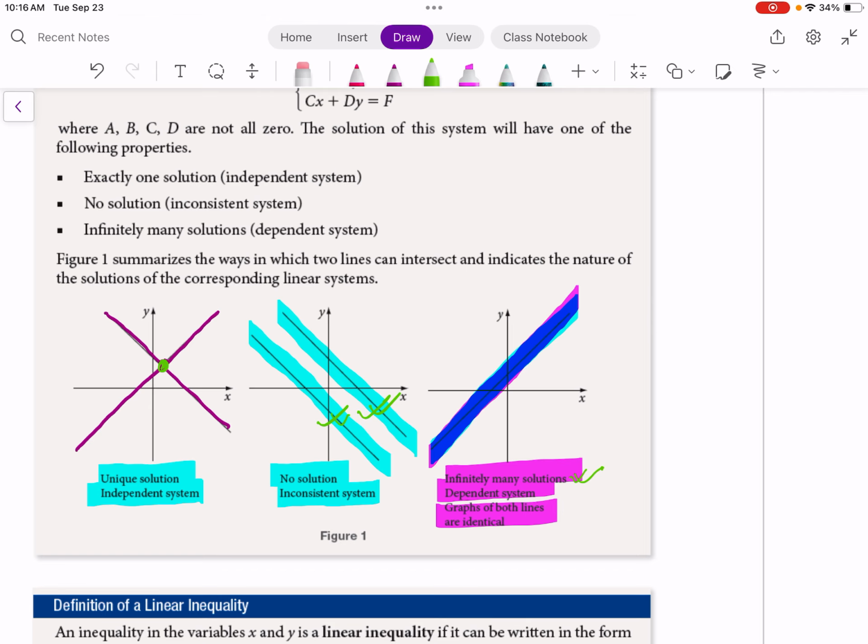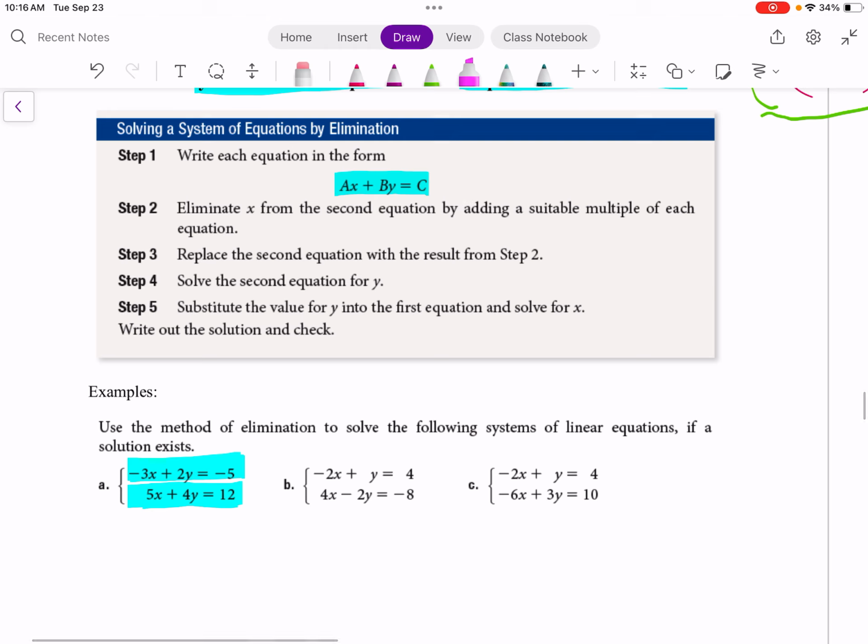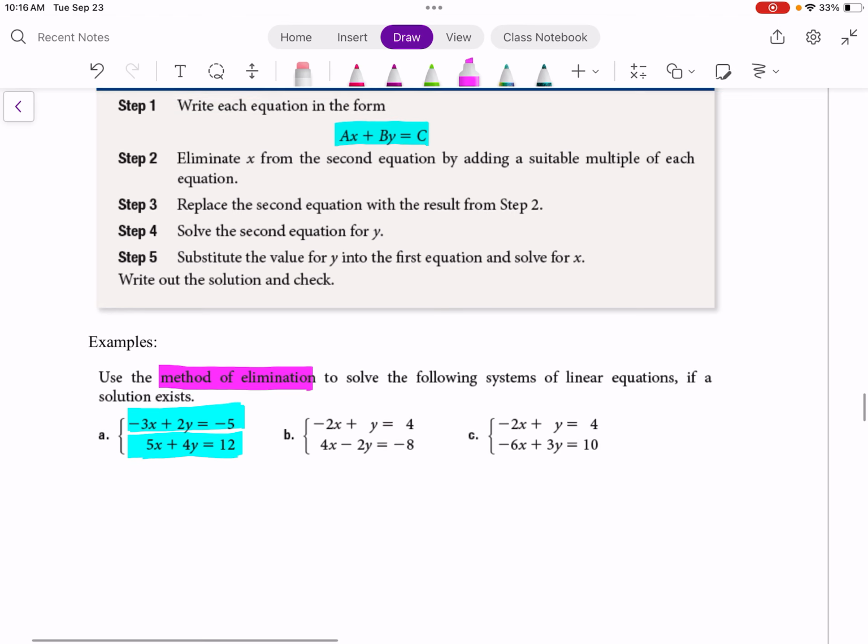Okay, now let's go back to our example. In order to solve this system of linear equations, we will use the elimination method. This is the only method we will discuss here. There are other methods of solving, but here we will use the method of elimination.